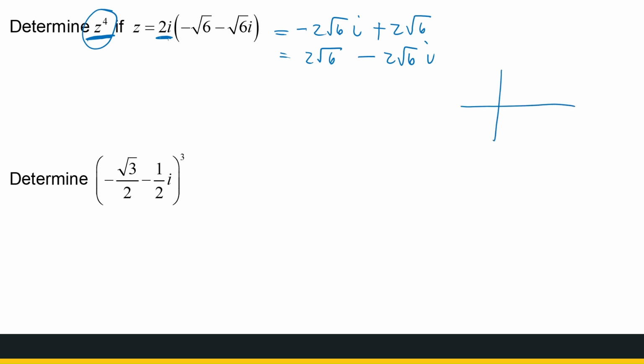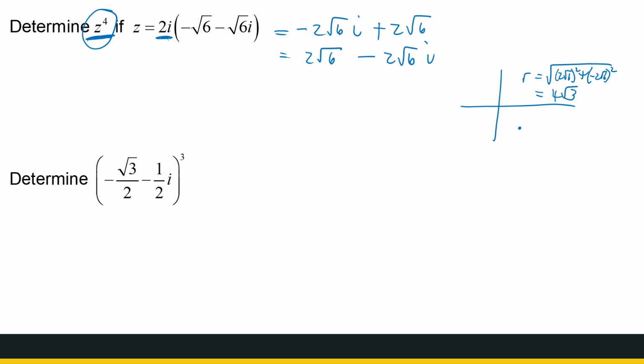Now this z is located where the real portion is positive and the imaginary portion is negative, so it's in the fourth quadrant. So our modulus, the r value, is the square root of (2 root 6) squared plus (minus 2 root 6) squared. And that would give you root 48, or 4 root 3.